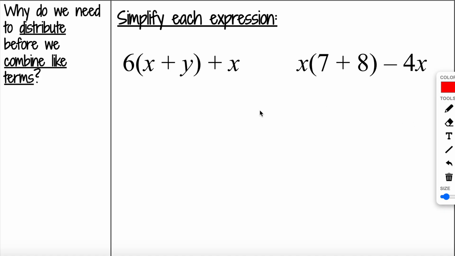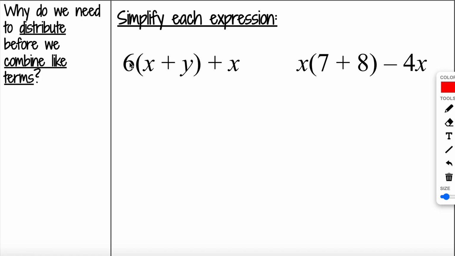Once you've opened up your notes, you'll see the directions say simplify each expression. If I look at this first one right here, it says 6 times the quantity x plus y, and then plus x. I could also read it as 6 groups of x plus y, and then plus x. And we're asked to simplify. Well, it's really hard to simplify when I don't know exactly how many x's and y's I have, so I'm not sure what to add together.